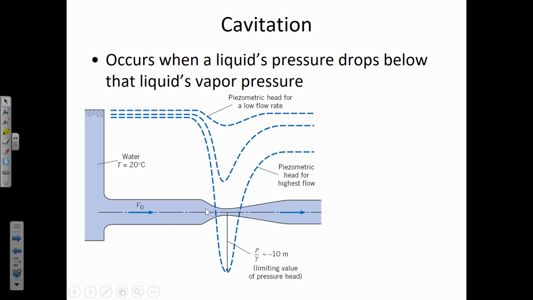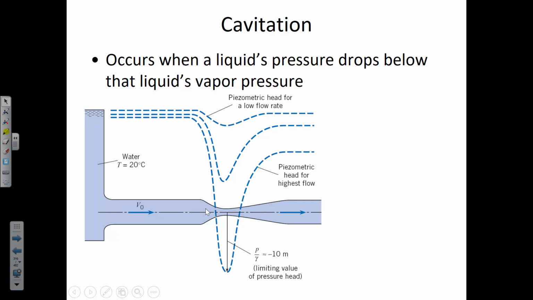Velocity goes up, pressure goes down. And so the piezometric head that we're graphing is just the pressure head plus the elevation. That's this piezometric head that's being graphed. In your lab, when you did a graph of the hydraulic grade line, what you were graphing was the piezometric head.